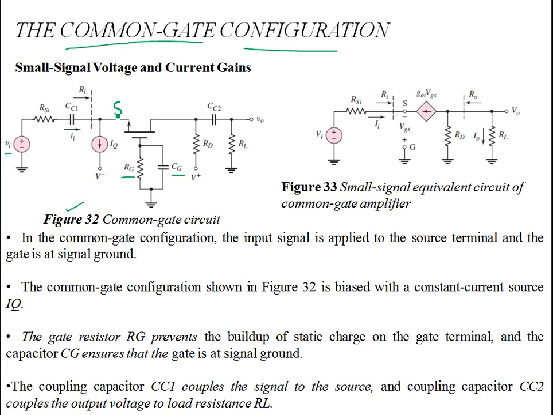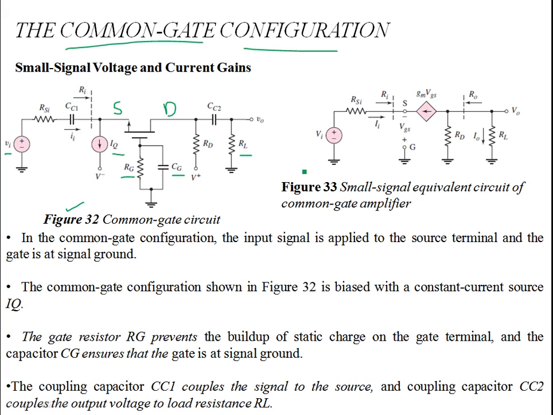Which is also being biased by the constant current source IQ. And then at the drain, you are taking the output. The output is being coupled by the coupling capacitor CC2. CC1 is coupling the input, while CC2 is coupling the output at the drain. RL is the load resistance, right?